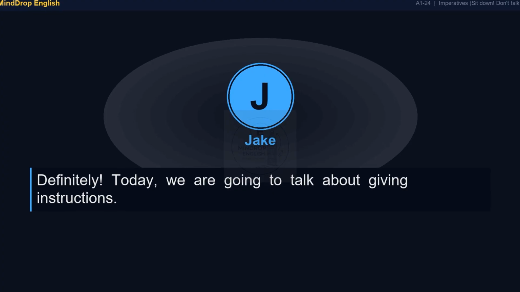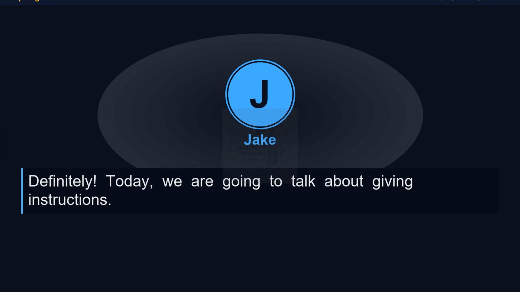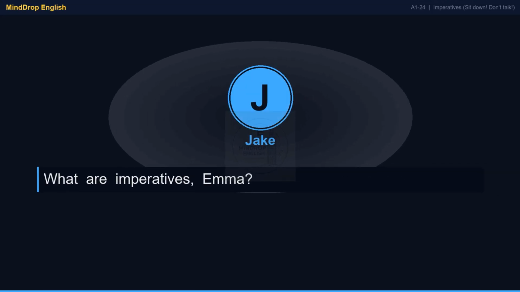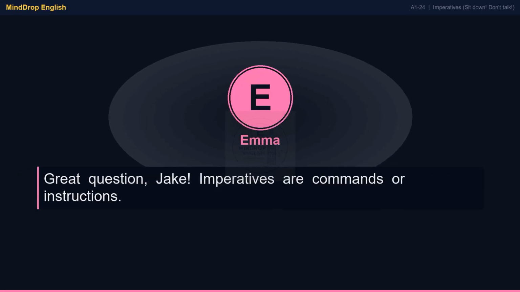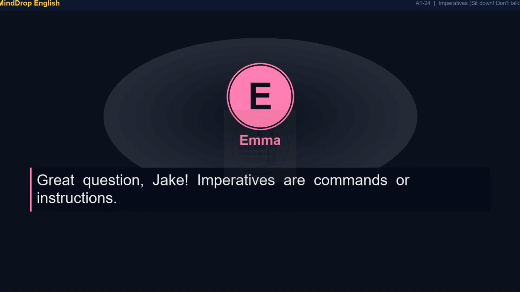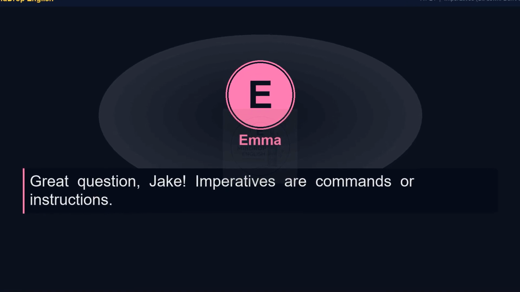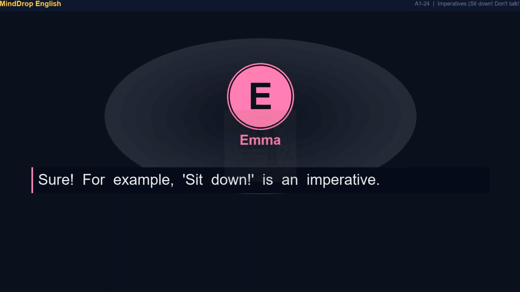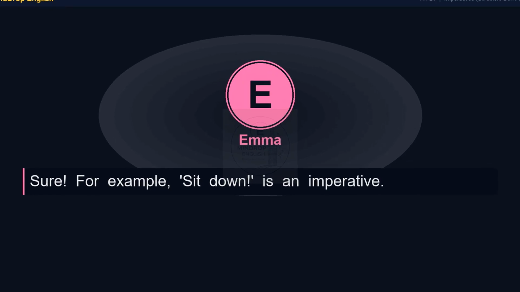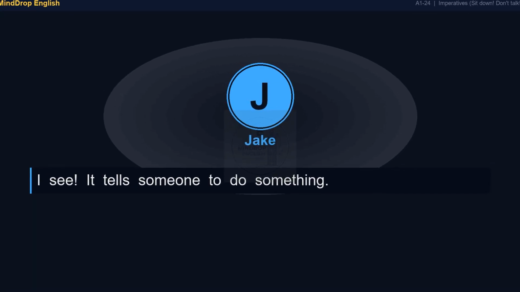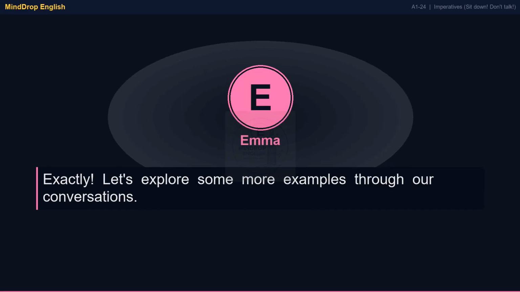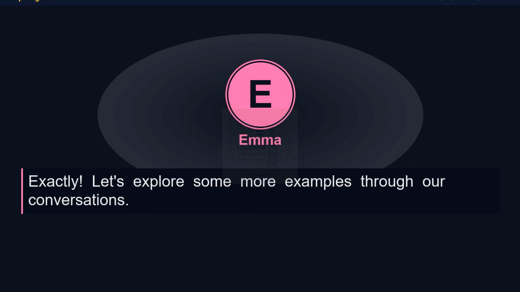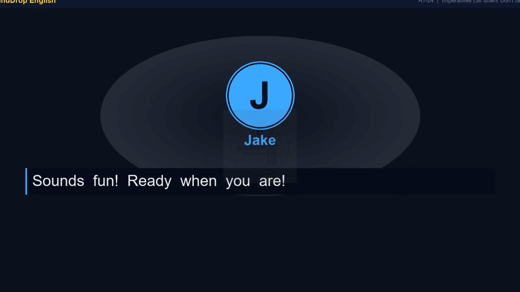Definitely. Today, we are going to talk about giving instructions. That's right. We will learn how to use imperatives. What are imperatives, Emma? Great question, Jake. Imperatives are commands or instructions. Can you give us an example? Sure. For example, sit down is an imperative. I see. It tells someone to do something. Exactly. Let's explore some more examples through our conversations. Sounds fun. Ready when you are.